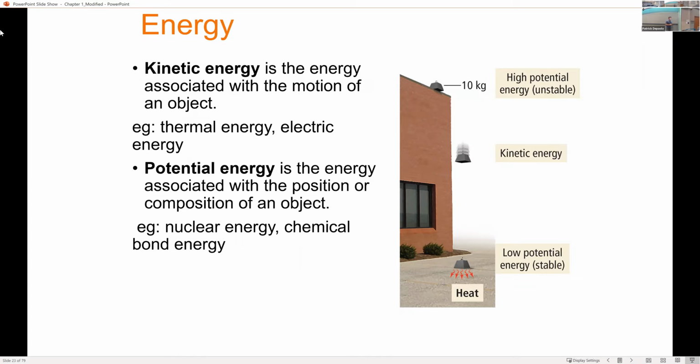So yeah, potential energy. Something I like to say is you guys all have potential to get an A in this class.